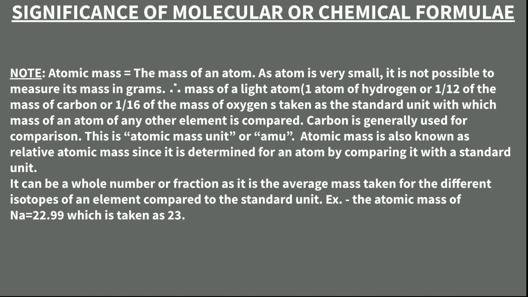As an atom is very small, it is not possible to measure its mass in grams. We cannot measure the mass of an atom in grams because an atom is very small. Therefore, the mass of a light atom, that is one atom of hydrogen, or 1/12 of the mass of carbon, or 1/16 of the mass of oxygen, is taken as the standard unit with which the mass of an atom of any other element is compared.